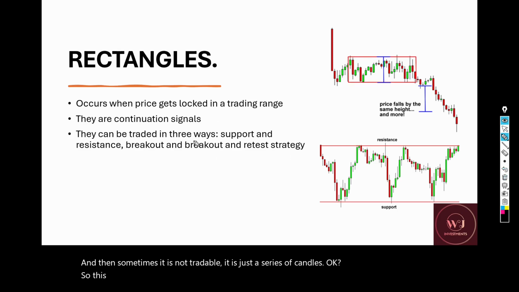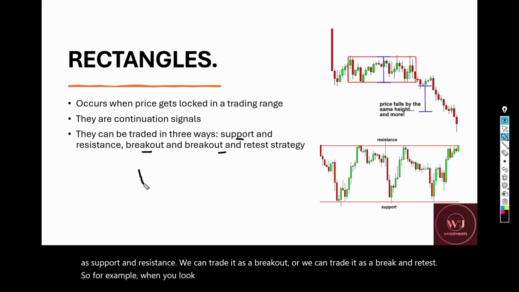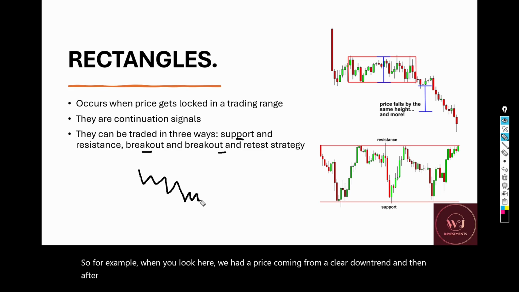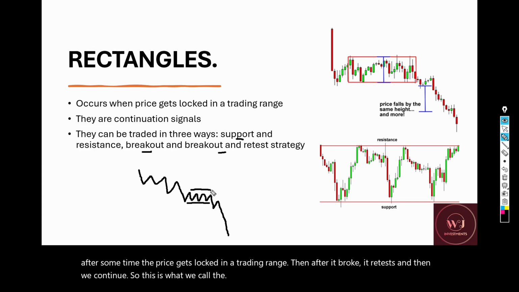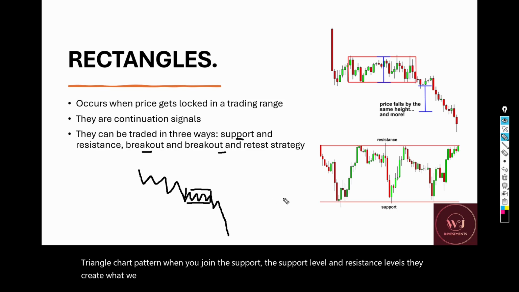This rectangle pattern can be traded in three major ways. We can trade it as support and resistance, we can trade it as a breakout, or we can trade it as a break and retest. For example, when you look here, we had a price coming from a clear downtrend, and after some time the price gets locked in a trading range. Then after it broke, it retests, and then we continue. When you join the support level and the resistance level, they create what we call a rectangle.